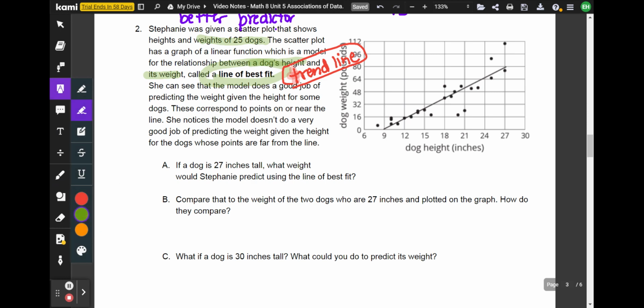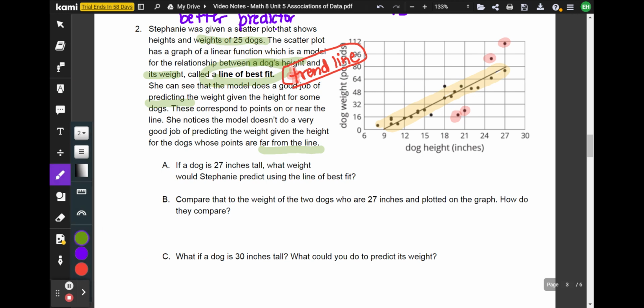She can see that the model does a good job of predicting the weight given the height of some dogs. These correspond to points on or near the line. She notices the model doesn't do a very good job of predicting the weight given the height for the dogs whose points are far from the line. So what she's saying is that for the points that are super close, like all of these dots right here, it does a very good job predicting those dogs. But then let's look at these dots here. That doesn't really fit the rest of the data. Those are what we can also call outliers, and we're going to work with those in just a minute.